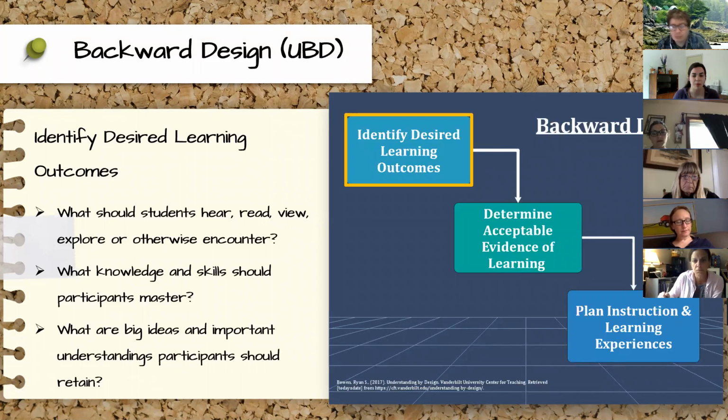In backward design, if you're not familiar with it, you want to identify your desired learning outcomes as your first step, and think about what your students should hear and see and read and view, and explore, all of those different things. What knowledge and skills do you want them to master? And what are the big ideas and the enduring understandings that you want them to retain?